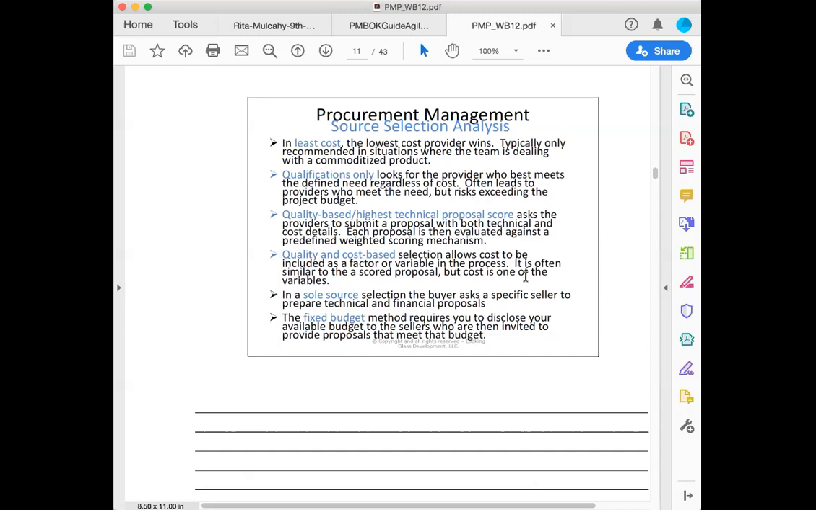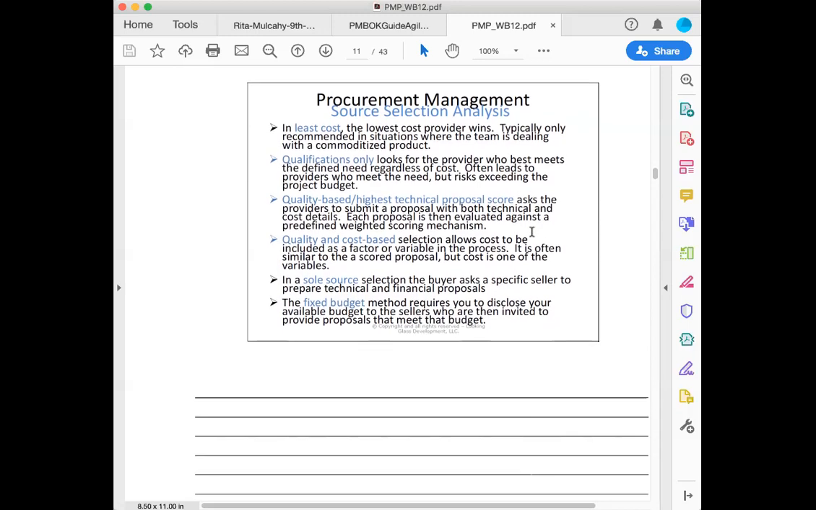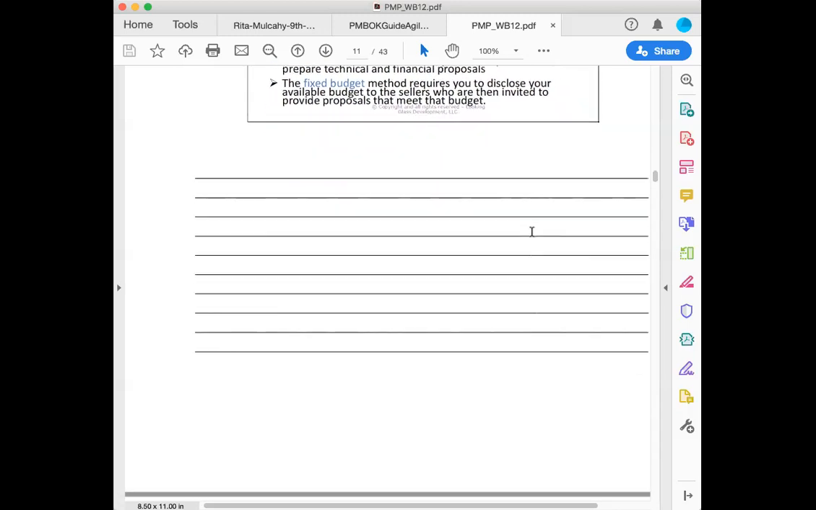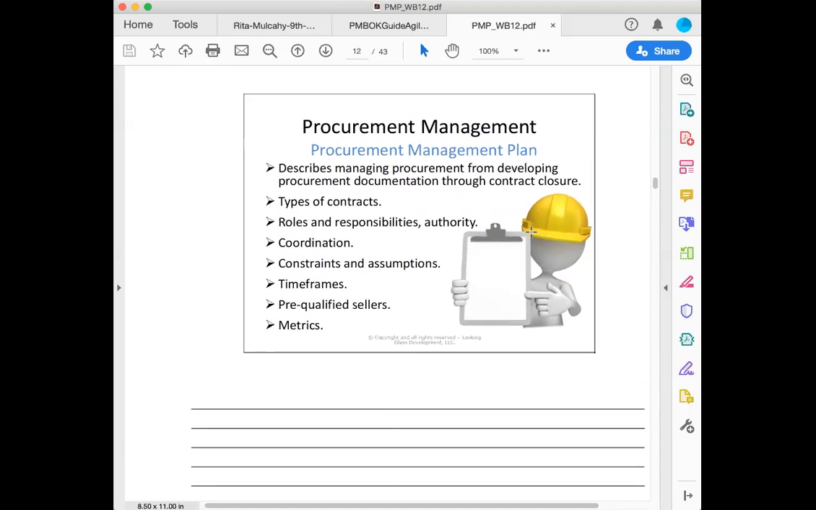And fixed budget method requires you to disclose your available budget to sellers who are then invited to propose a proposal to meet the budget.